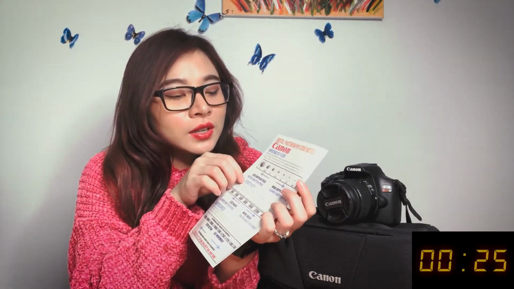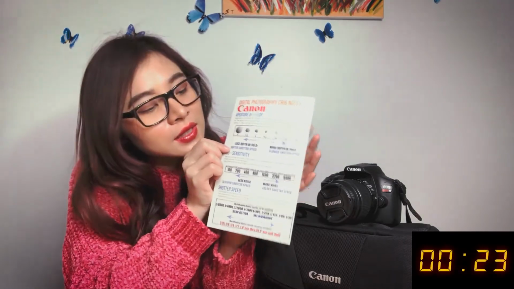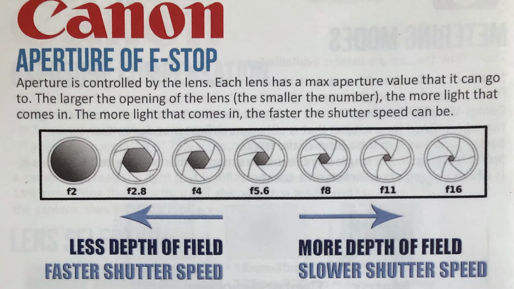Alright, so over here you can see that if the f-stop number is smaller, then you can have a faster shutter speed, because it lets more light go into your camera. So you have more light whenever the f-number goes smaller, and less light whenever the number goes big, and it's the same with a slower shutter speed.